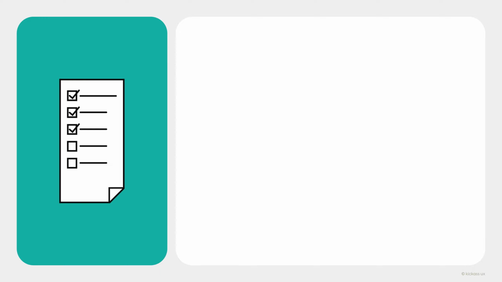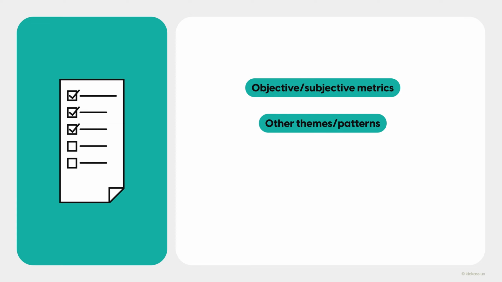There are 4 things. First, the objective and subjective metrics that we just talked about. Second, other themes or patterns that show up across multiple participants. For example, the word on the button didn't fit the mental model of 3 out of 5 participants. Another example could be 4 out of 5 participants easily added a profile picture to their account.